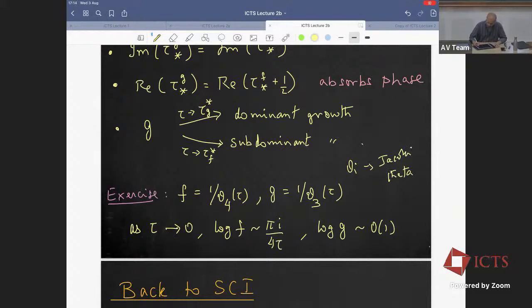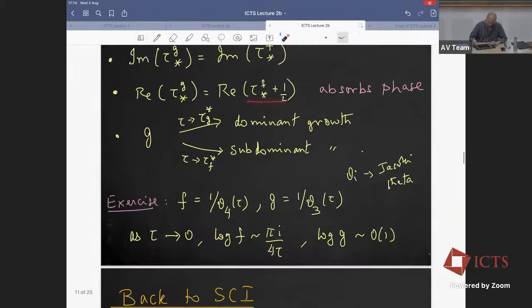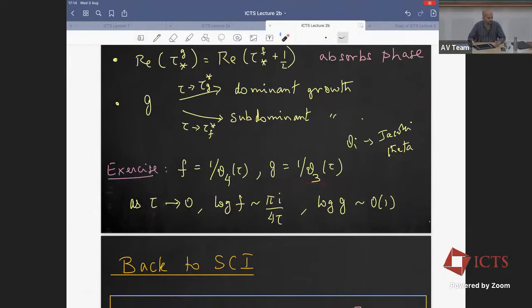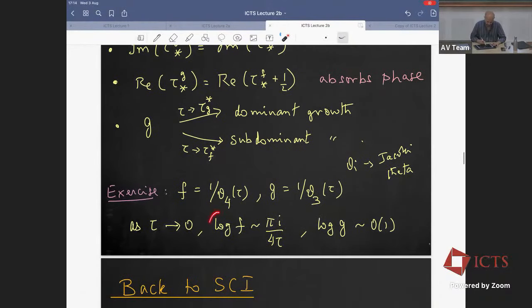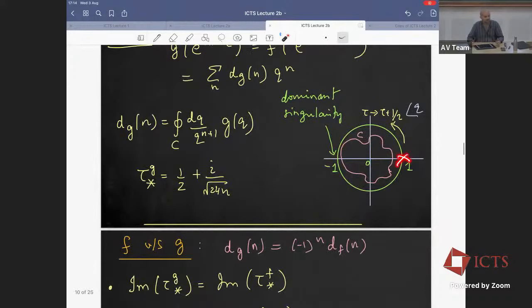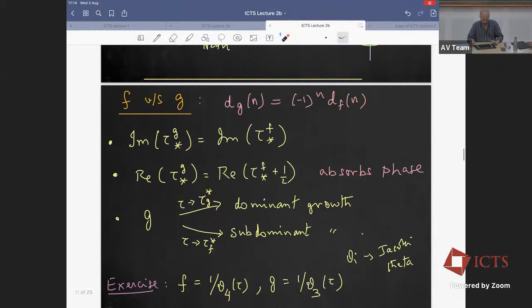Okay. Then if you do the shift, tau goes to tau plus half, right? You get g equals 1 over theta 3. And you can check that as tau goes to zero, f has the behavior as if it's a theta function. If you remember the interpretation, you'll see that that's essentially some fermion in the right sector, so that it's like a boson. But in fact, you'll see that log g does not have any growth here. G does not have any growth here. So it's a very stark example to show such things can happen.